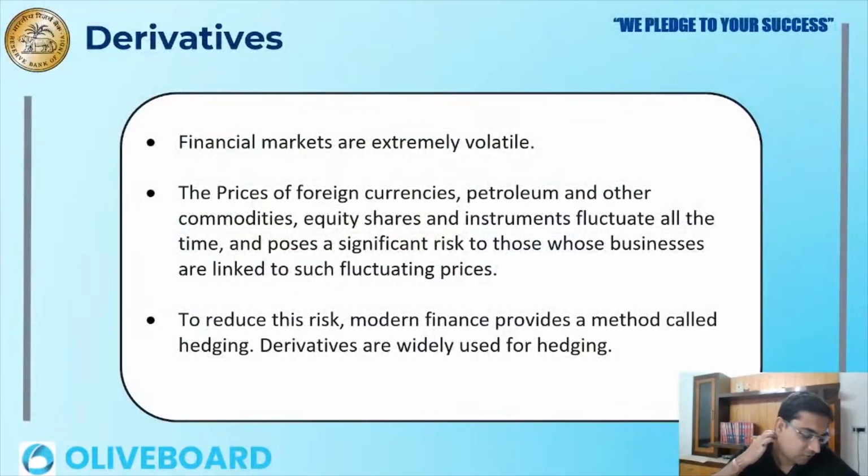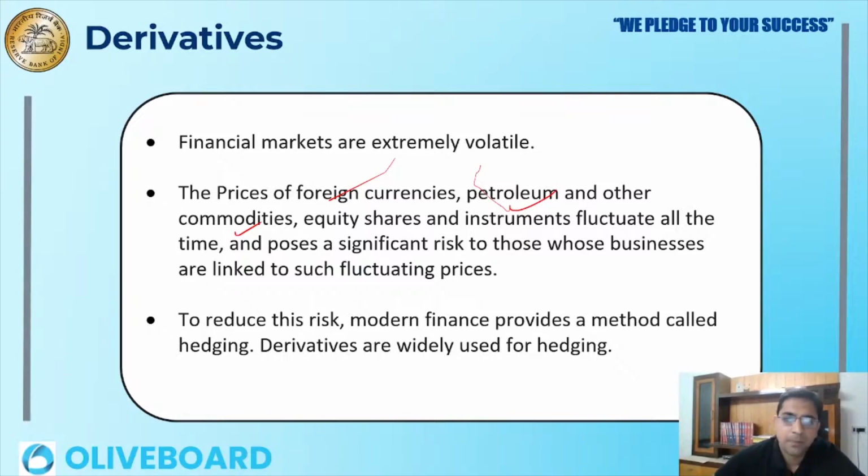First of all, why are we discussing this topic? As you all know, financial markets are very volatile. All of a sudden things go up, all of a sudden things go down, and people may lose a huge amount of money, and sometimes people earn a huge amount of money. There is too much fluctuation that keeps happening in the financial market.